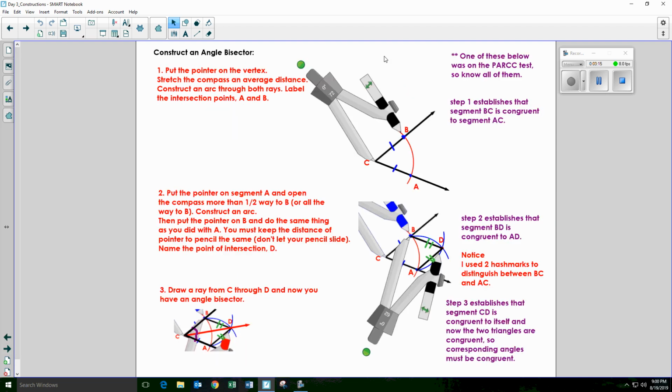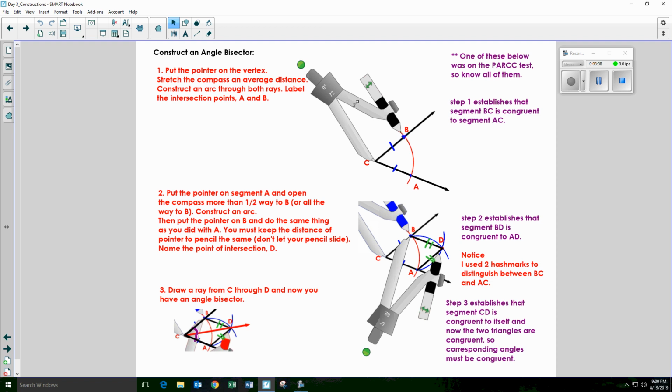Next one is an angle bisector. So they have to give you an angle. So I've given you this angle right here, for example. It doesn't matter how big the angle is or how small, you still do the same instructions. Okay, so as it says, put the pointer on the vertex. Remember, this is called the vertex, where the 2 endpoints of the 2 rays intersect right there. It's the vertex. So point C is the vertex.